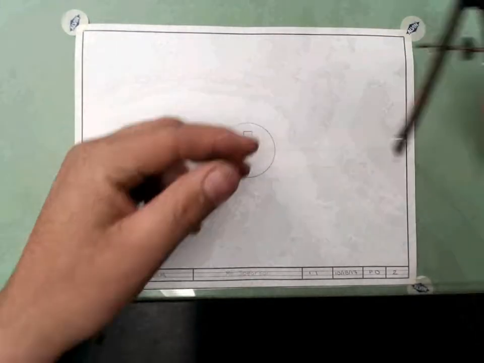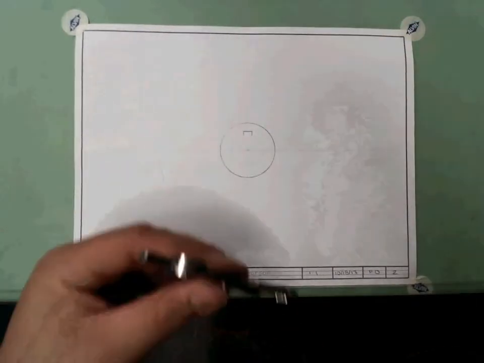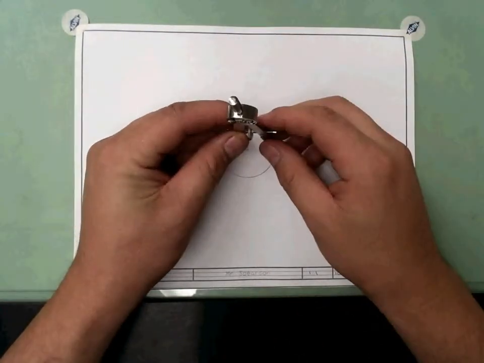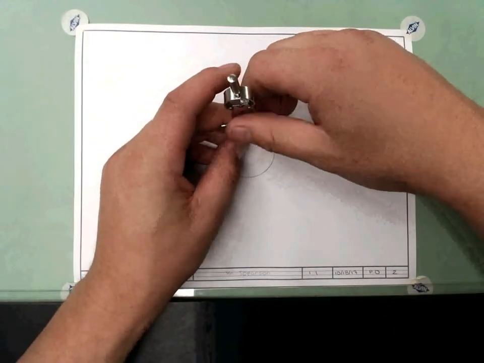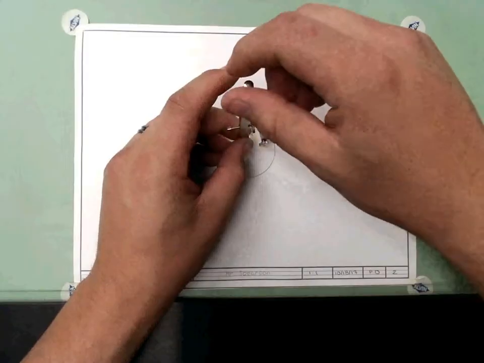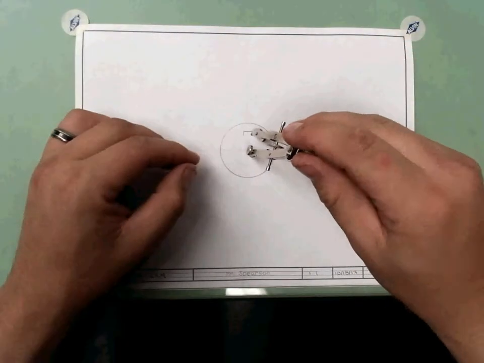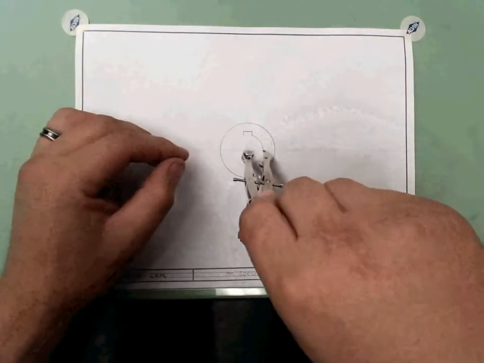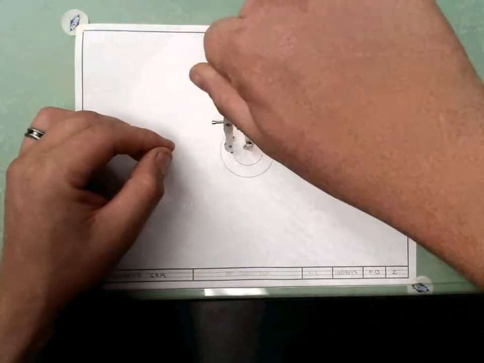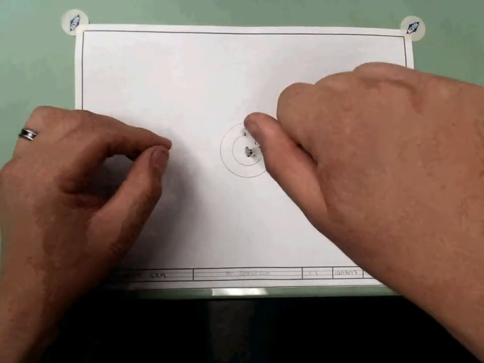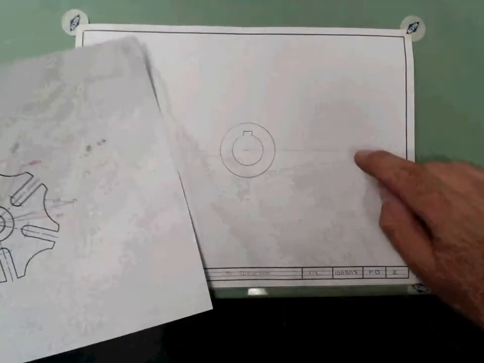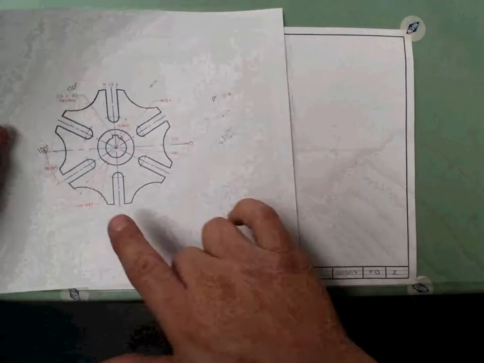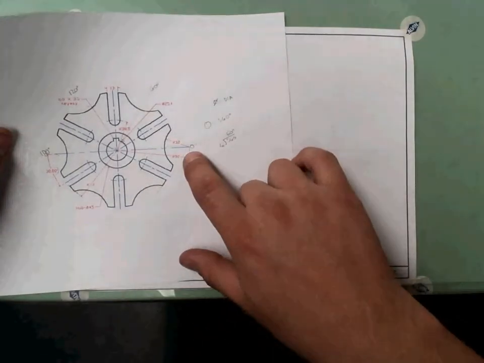And then I'll come back here with my small compass. Bring it back in until it touches my line again. That looks good. Boom. There I go. I got it done. Okay, so now I have an outside arc. I have an inside arc. The 73. I have the 92.